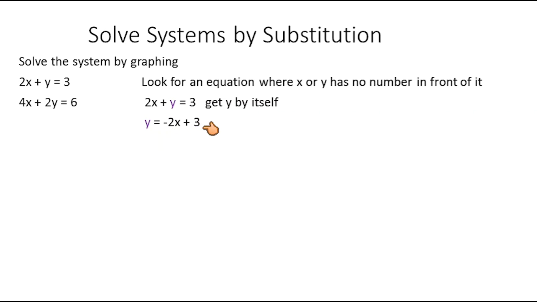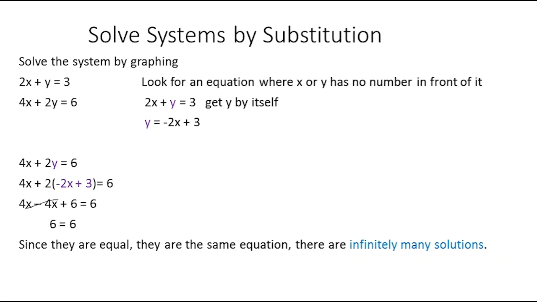So we're going to do like we did in the last example. We're going to replace this y with what y equals. We're going to simplify. We get 4x. 2 times negative 2x is negative 4x. 2 times 3 is positive 6. Now combine your x's. The 4x minus 4x cancels out. So on the left side, we're left with 6. The right side, we're left with 6. They're equal to each other.